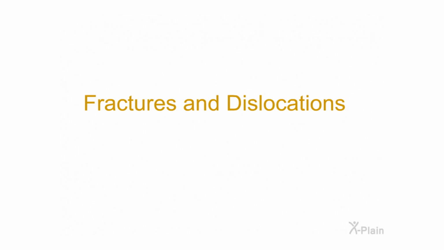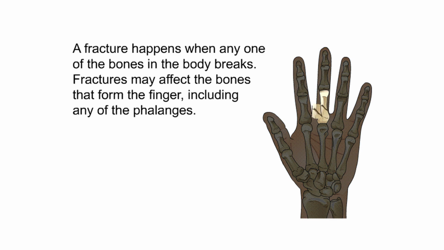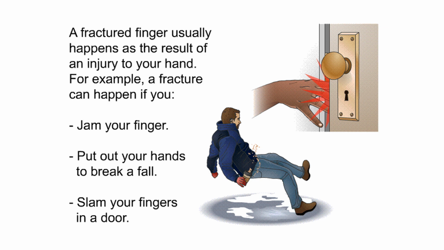Fractures and dislocations. A fracture happens when any one of the bones in the body breaks. Fractures may affect the bones that form the finger, including any of the phalanges. A fractured finger usually happens as the result of an injury to your hand. For example, a fracture can happen if you jam your finger, put out your hands to break a fall, or slam your fingers in a door.